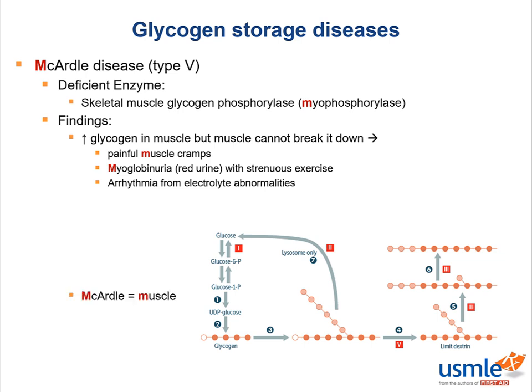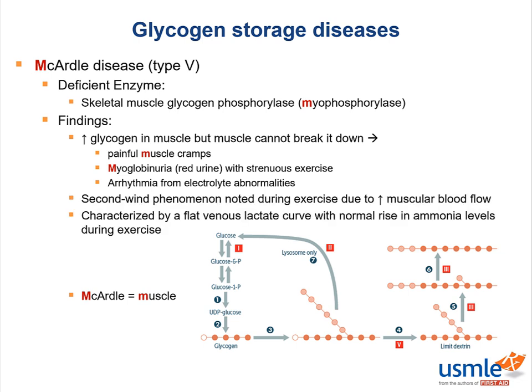Very often we use the mnemonic McArdle and muscle to remember this is the glycogen storage disease with a lot of muscle effects. Additionally, there can be a second wind phenomenon noted during exercise due to increased muscular blood flow. This is characterized by a flat venous lactate curve with normal rise in ammonia levels during exercise. Typically, blood glucose levels are unaffected.